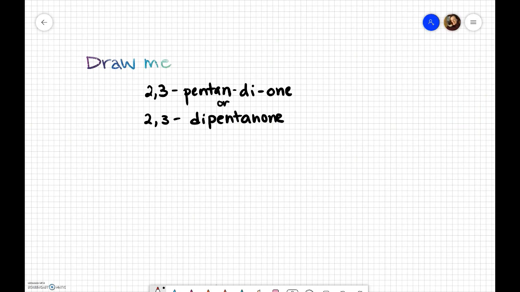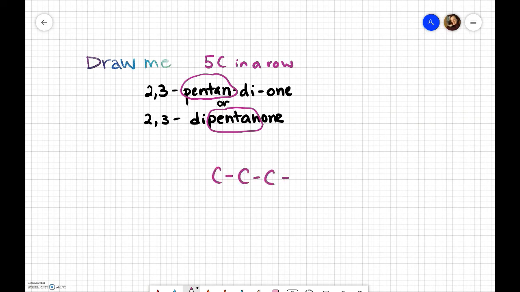In our next Draw Me, I wrote the name in 2 different ways. Both are appropriate. You see right off the bat in both the pent, and pent means 5 carbons in a row. So I'm going to start with that. 1, 2, 3, 4, and 5.